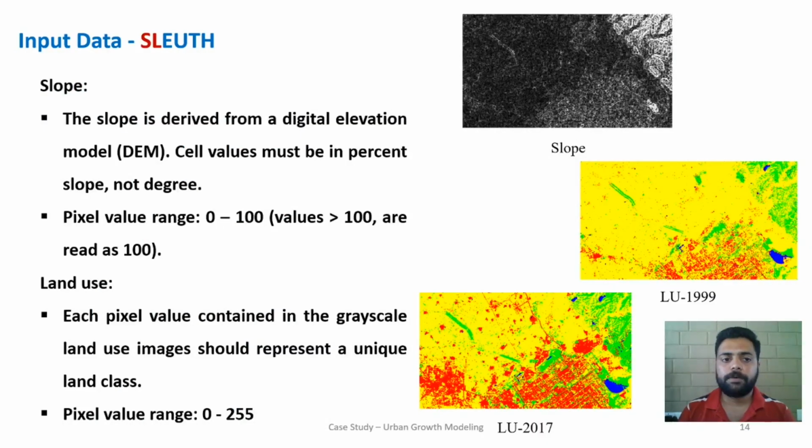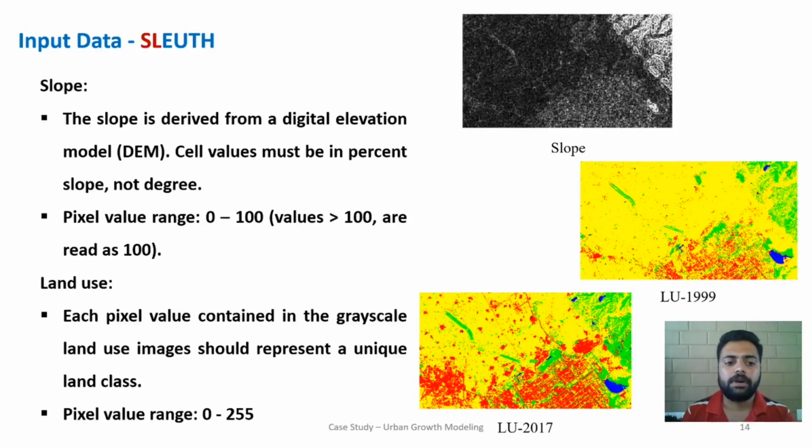So let us understand input data in detail. The term SLEUTH, as I already mentioned, S for slope, L for land use, E for excluded, U for urban, T for transportation and H for hillshade. So S for slope, slope is derived from the digital elevation model. This we have already covered in our theory class. What is a slope map and how we can derive a slope map from it and all these things. Basically here in the SLEUTH model, the cell values must be in terms of percentage and not in terms of degrees. If you have degrees, then you can of course convert to percentage. That is not an issue.